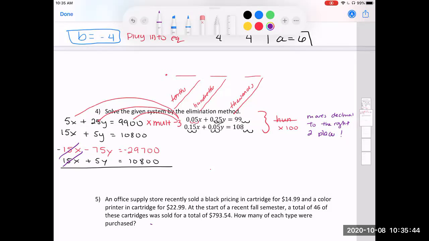Now we're left with negative 75y plus 5y. We get negative 70y. And negative 29,700 plus 10,800 gives us negative 18,900. Can we divide that by negative 70? Yeah. And our answer is 270. So we have our y. You can put a star, a check mark, box it, since that is part of your answer.